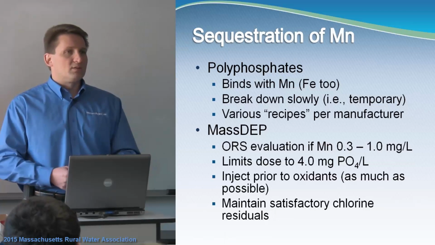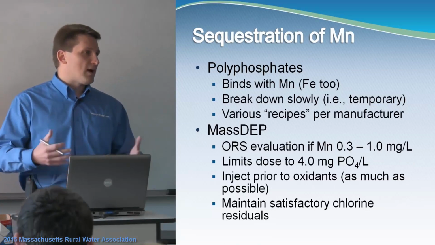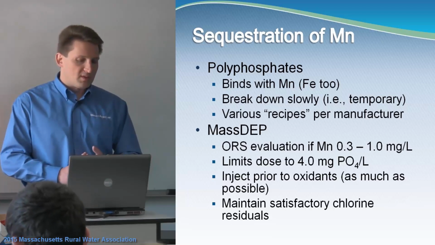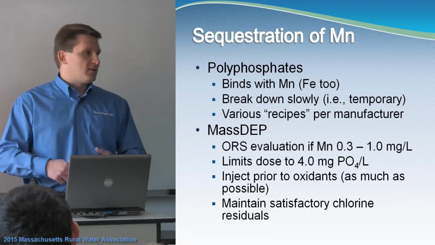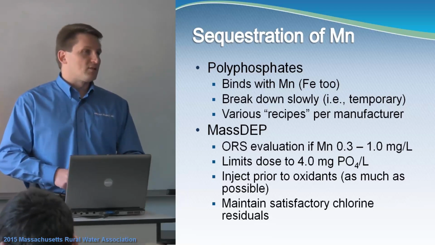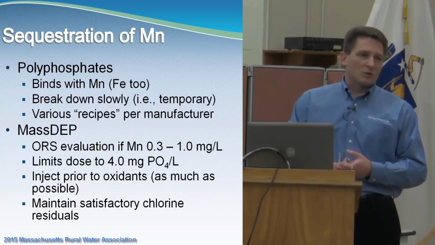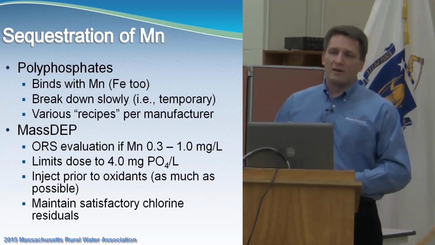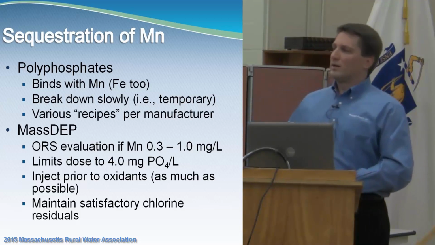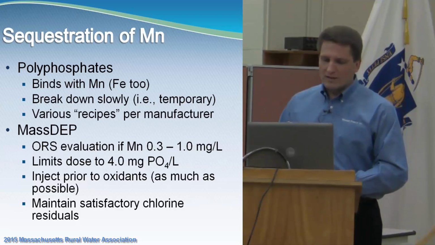There's a couple of chemicals that the DEP is okay with in regards to sequestering manganese or iron in your distribution system. One of the first ones is a polyphosphate. This actually binds with manganese as well as the iron, and it breaks down slowly, and that's what I was saying in regards to the fact that it's a temporary solution. And there's various recipes per manufacturer, so it's a polyphosphate, but it's a little bit of this and a little bit of that. They don't really tell you what's in there, so you've taken their word that it's NSF 61 and it's certified and all of that, but you don't really know exactly what the recipe is going into there.